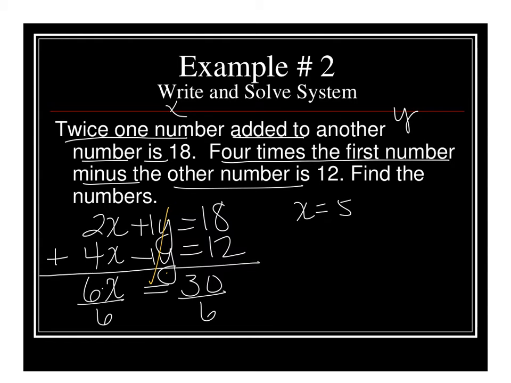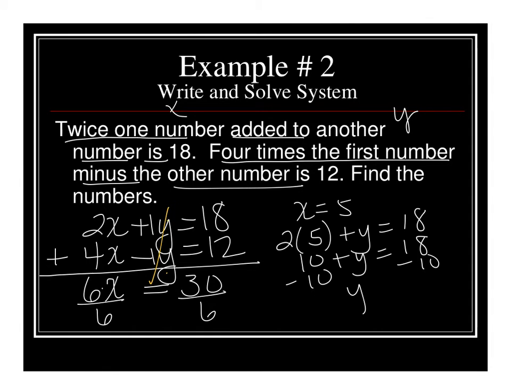And I can substitute this in either equation, it doesn't matter which one, I'm still going to get the same value for y. I should have mentioned that earlier. So 2 times 5, that's my x value, plus y equals 18. So 10 plus y equals 18. I subtract my 10, so my y is 8.